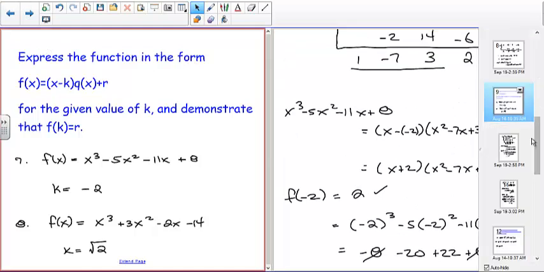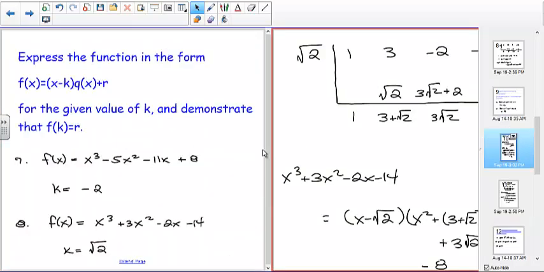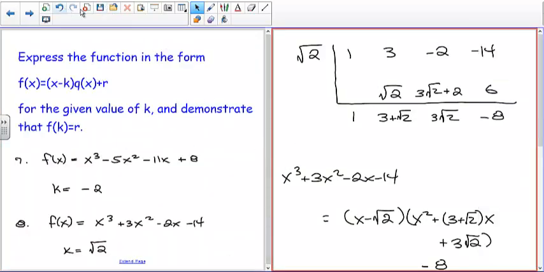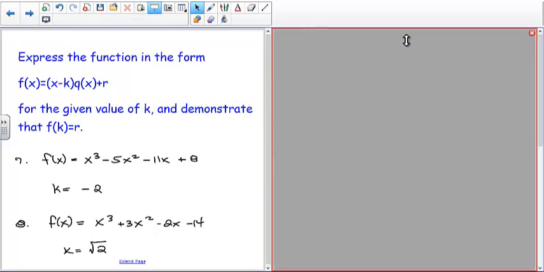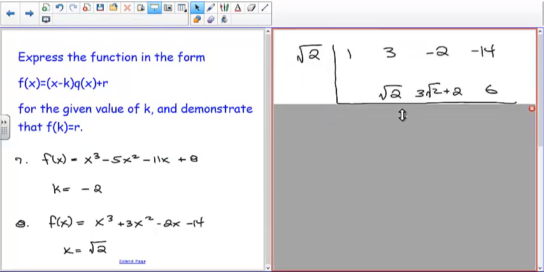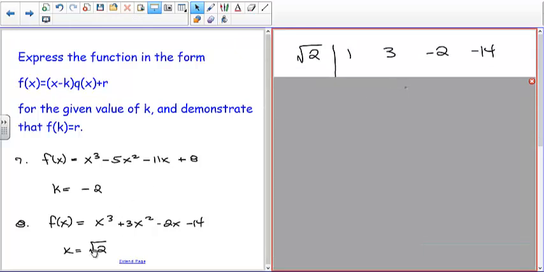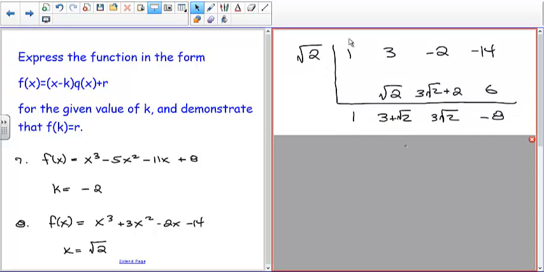Okay, so let's move this one up to there. The next example has a square root in there, so it just makes it more interesting. So k is the square root of 2. This factor is going to be x minus the square root of 2. So we're going to divide this polynomial by x minus the square root of 2. So we use the square root of 2 there. So here's what we do. We don't have these yet. We're going to get this in a second.